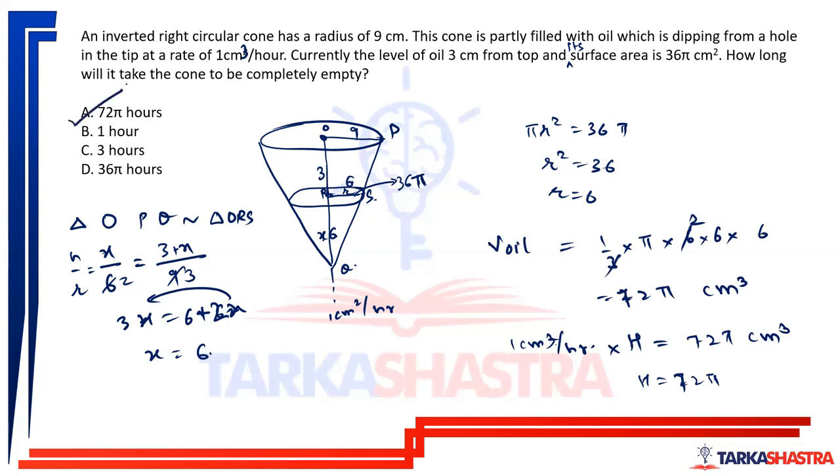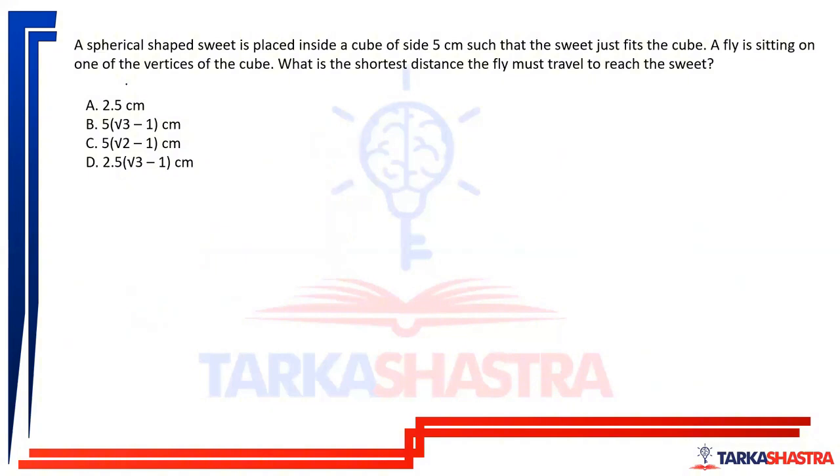It will take 72 pi hours. Okay. Next. A spherical shaped sweet is placed inside a tube of side 5 centimeter such that the sweet just fits the tube.